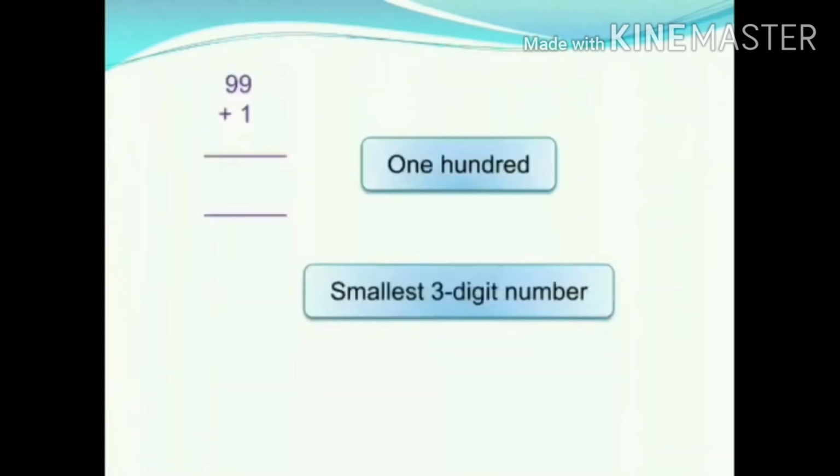Next we will go to the greatest 2-digit number. Which is the greatest 2-digit number? Yes, it is 99. When we add 1 to the greatest 2-digit number, we get the smallest 3-digit number. 99 plus 1 equals 100. 100 is the smallest 3-digit number. Now we got the smallest 3-digit number.